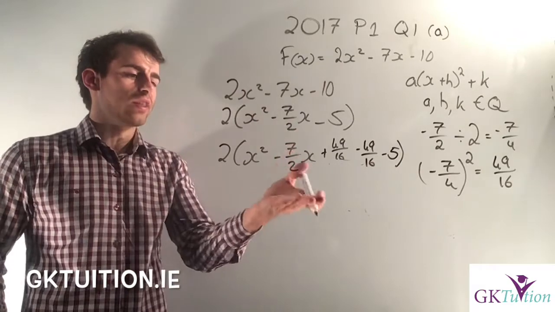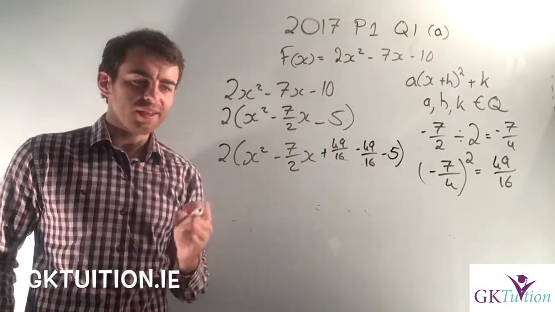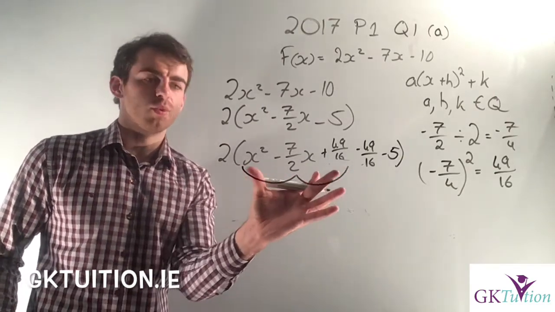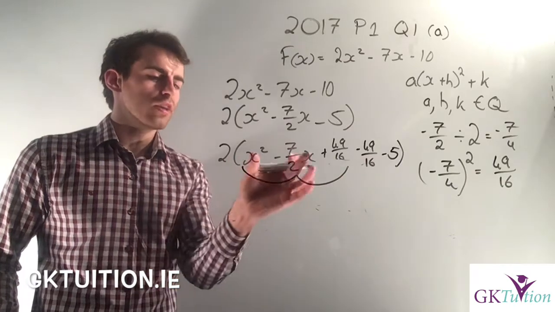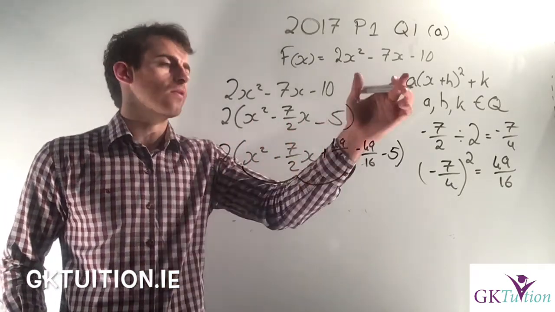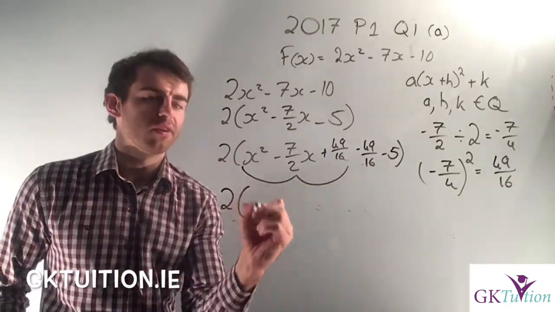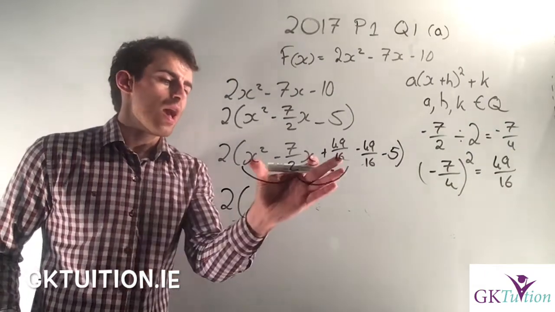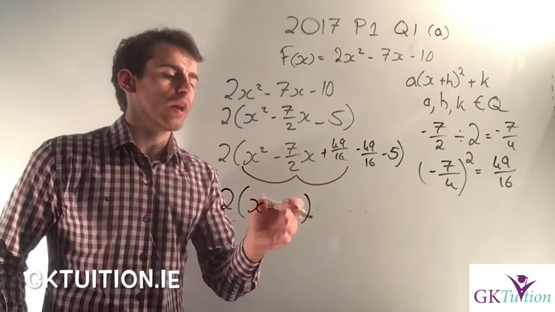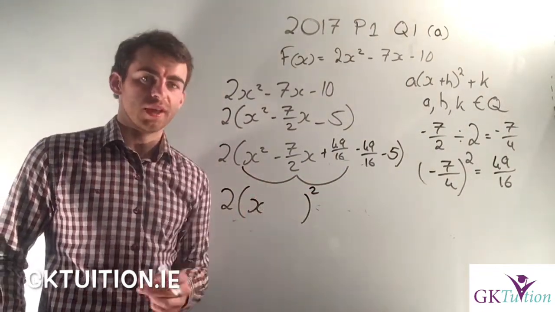So actually I've just rewritten this, I've just added in these two terms. And the reason that we did that is because now these three terms will form a perfect square. I can rewrite x squared minus 7 over 2 x plus 49 over 16 in the form of (x plus h) squared. So I still have a 2 outside, I don't need to do anything with that for the moment. And now I know that these can be written in the form of x plus something or minus something, squared. So now I just need to figure out what value goes in here.